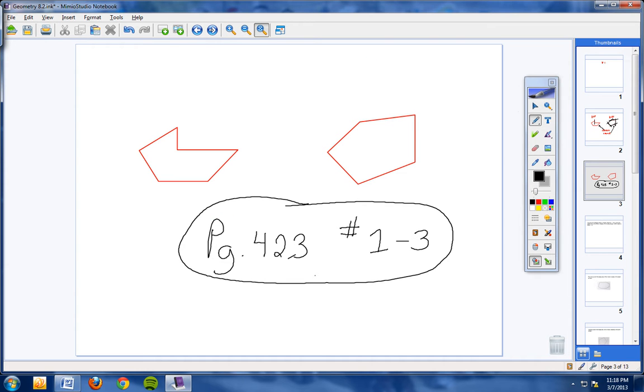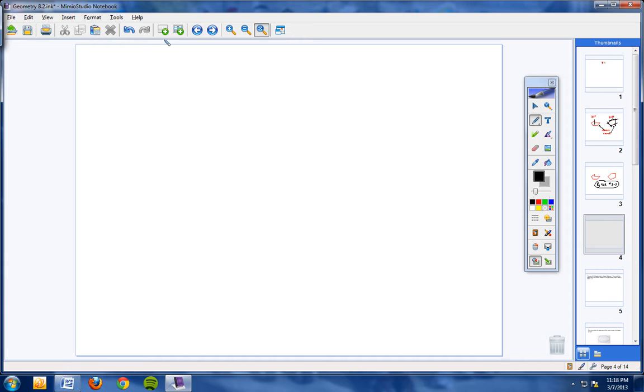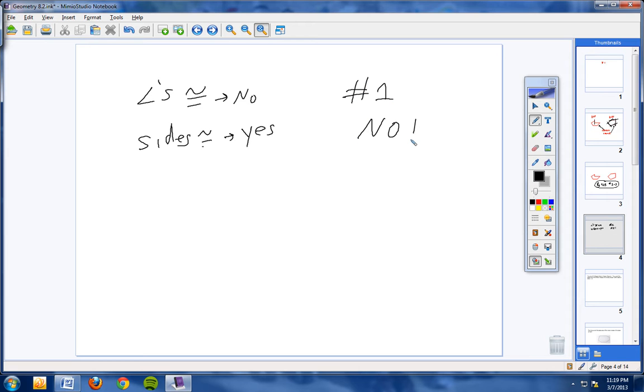So here we go. Let's take a look first at number 1. Are all of the angles congruent? No, they're not. Are all of the sides congruent? Yes, they are. But the directions say state whether the polygon is regular or not. So number 1 is no, it's not regular. The only way you have a regular polygon is if all of the angles are congruent and all of the sides are. Okay, let's take a look at number 2.